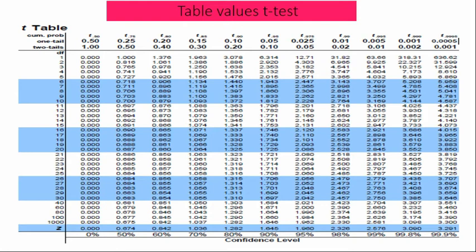Friends, this is the table value. We have to check the table value. Our sample size is more than 30, a large sample. So we will check the Z value here. At the 5% level, this value is 1.960. Please note down the value 1.960.